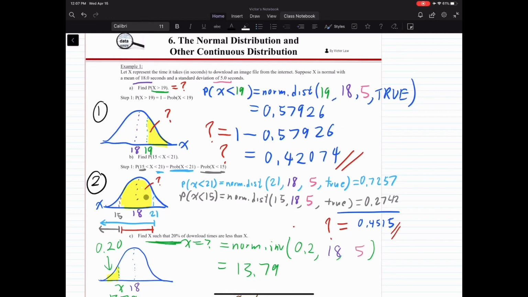And what we're solving for is the area under the curve. What we're solving for is the area of x between 15 and 21. We're looking for this area here. So we're looking for the area under the curve between 15 and 21.